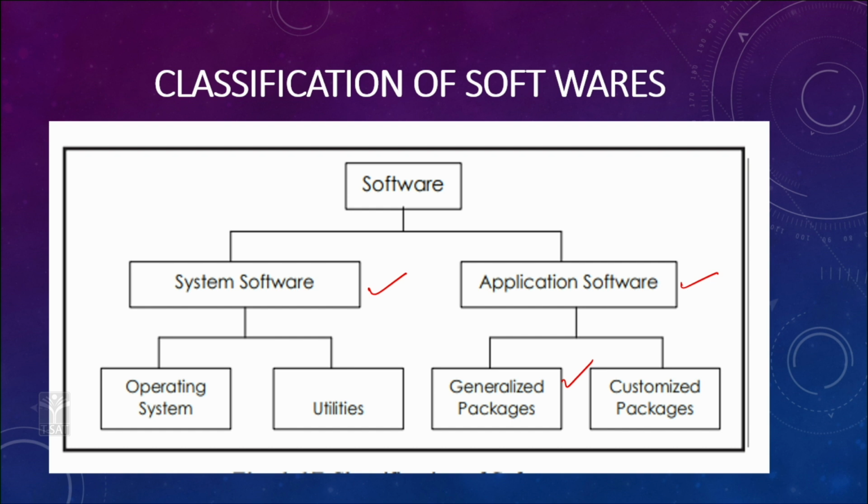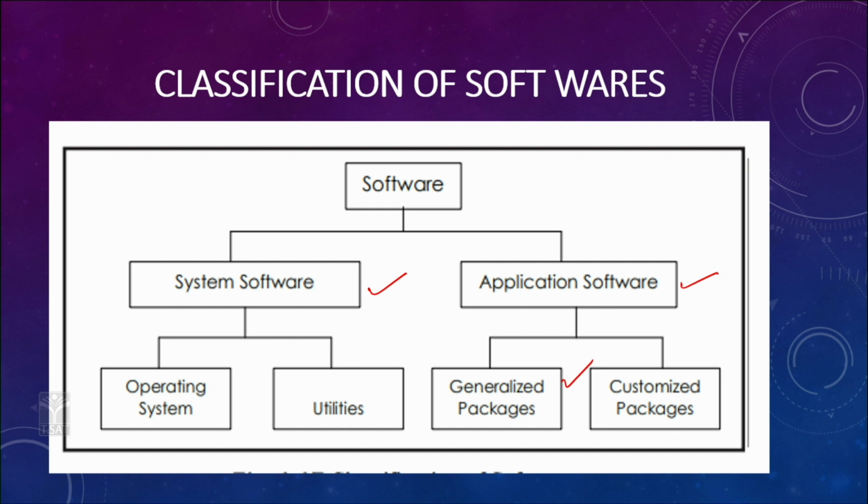Clear? This is very important. This classification is very important. Software is classified into two basically, system software and application software. Again, system software is divided into two categories: one is operating system, second one is utilities. And application software is divided into two categories: one is generalized package and the other is customized package.